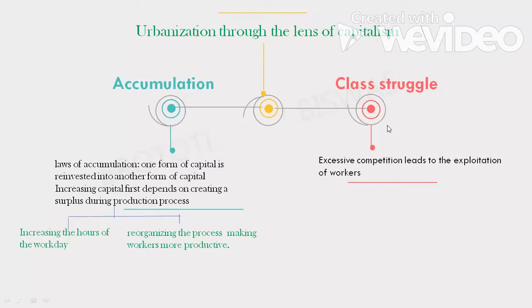Or they can do this by reorganizing the process. Reorganizing the process means, maybe, upgrading the machinery. When they upgrade the machinery, the workers and the work become much more productive, and when both become productive, there is more profit. Like this, the capitalist creates surplus. In doing so, there is competition, and this leads to exploitation of workers. Since the capitalist's main goal is profit, they achieve it through exploitation of the workers.